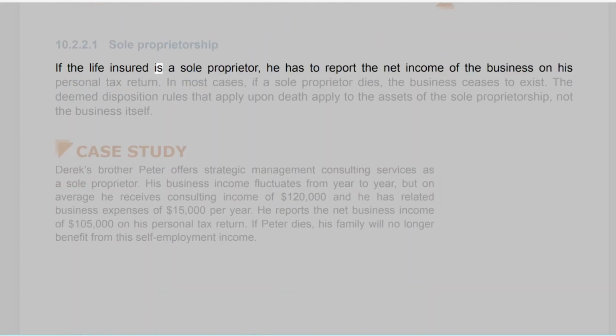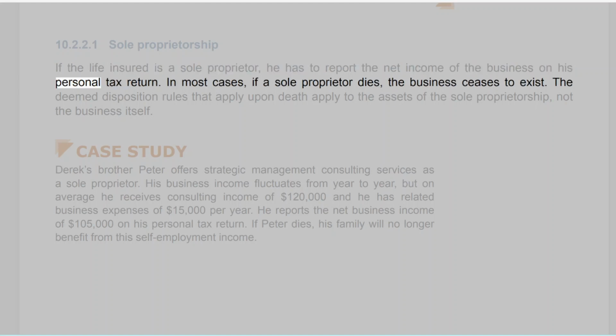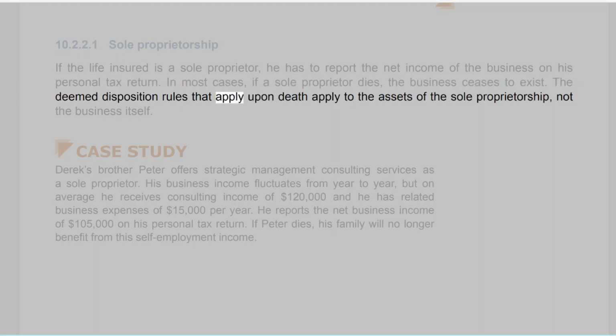If the life insured is a sole proprietor, he has to report the net income of the business on his personal tax return. In most cases, if a sole proprietor dies, the business ceases to exist. The deemed disposition rules that apply upon death apply to the assets of the sole proprietorship, not the business itself.